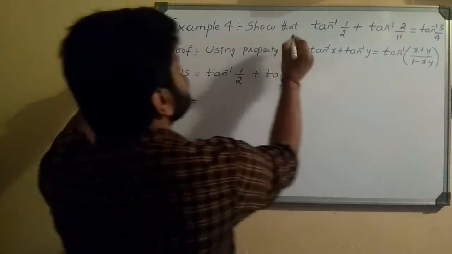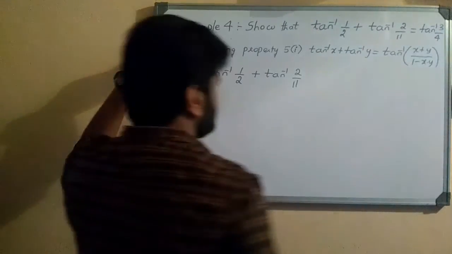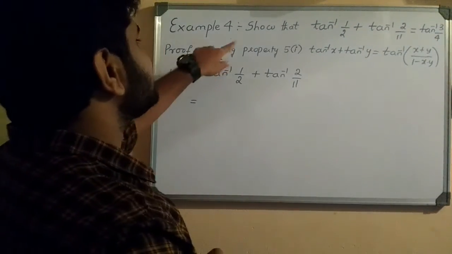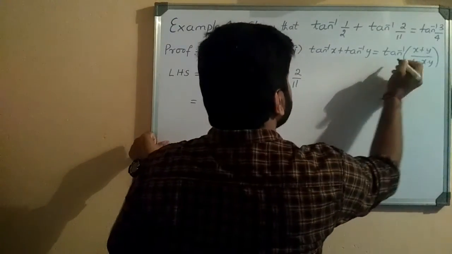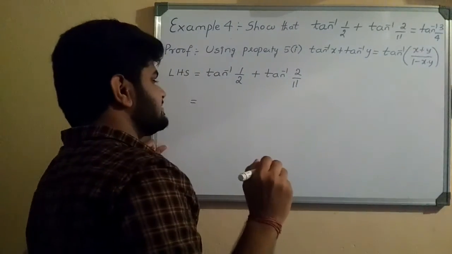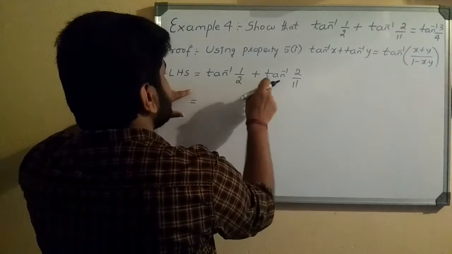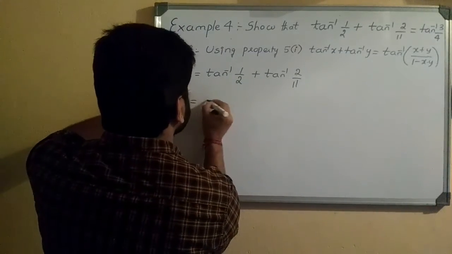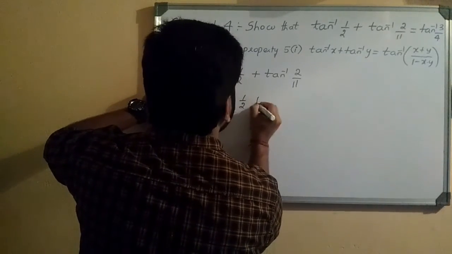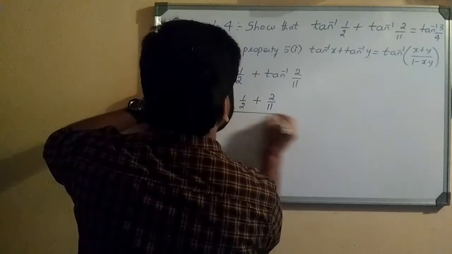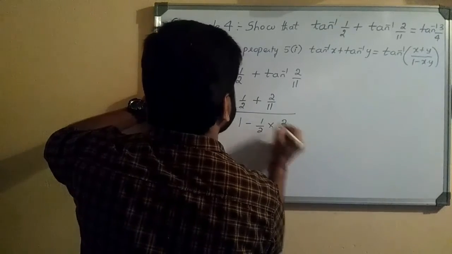So example 4 is show that tan inverse of 1 by 2 plus tan inverse of 2 by 11 is equal to tan inverse of 3 by 4. To prove this result, we are using property 5, that is tan inverse of x plus tan inverse of y is equal to tan inverse of x plus y divided by 1 minus x into y. So here you first consider LHS, that is tan inverse of half plus tan inverse of 2 by 11. Then apply the property: tan inverse of x plus y, that is half plus 2 by 11 divided by 1 minus half into 2 by 11.